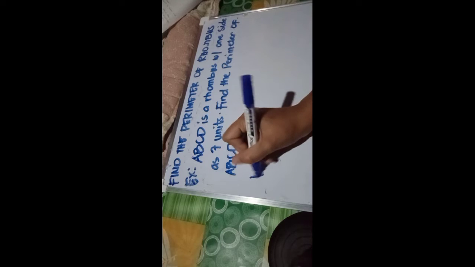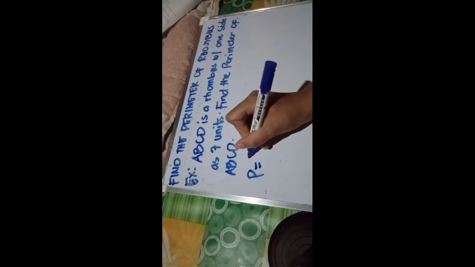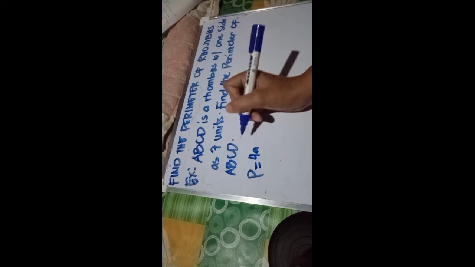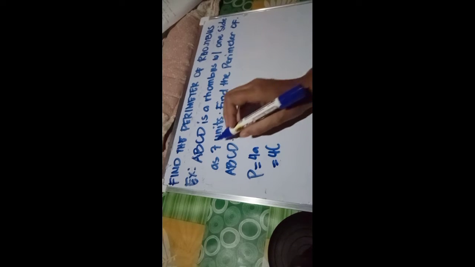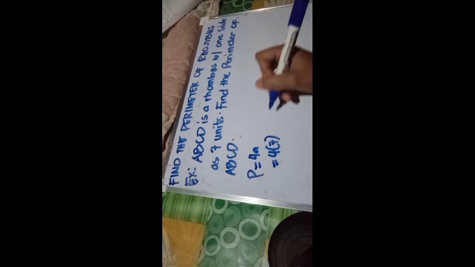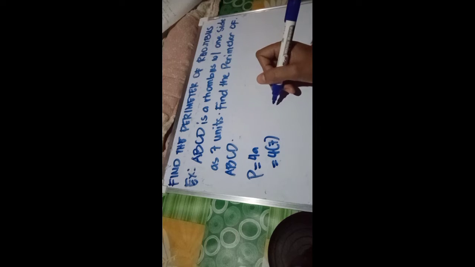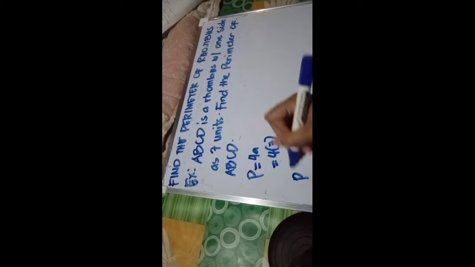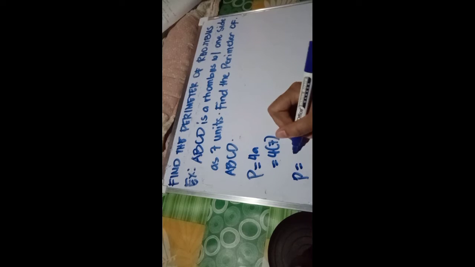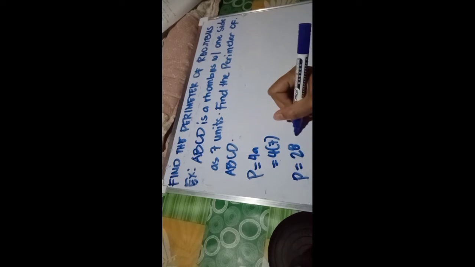So in our formula, the perimeter of a rhombus equals 4a. So 4, we're going to multiply by the 7 units, that is our side of the rhombus. So the perimeter of the rhombus equals 4 times 7, that is 28 units.